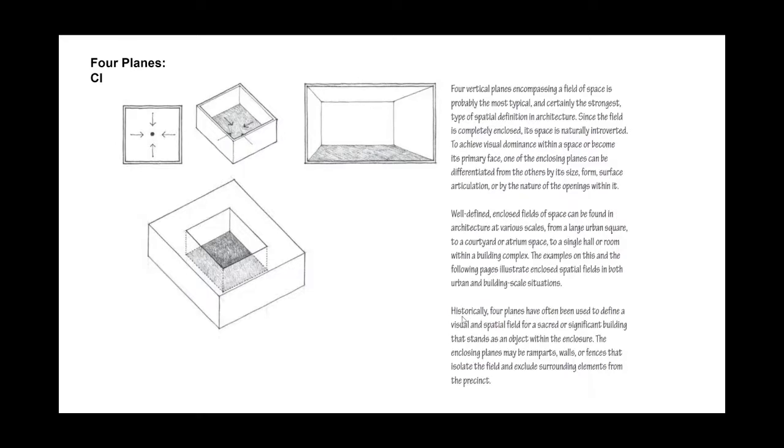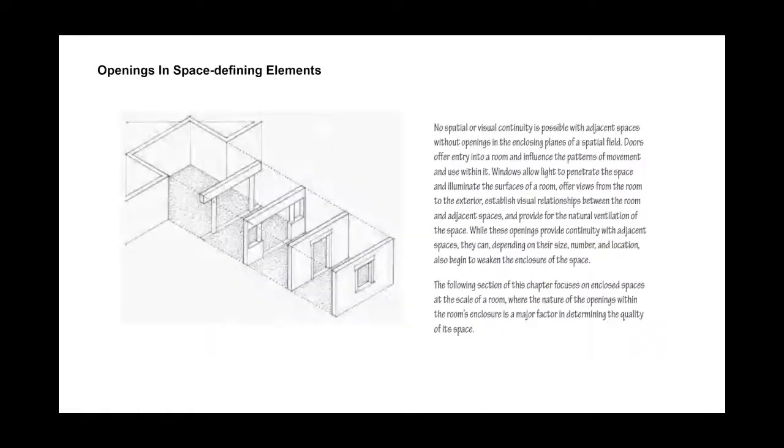So four planes are encompassing a field of space. This is how you would perceive a room. Since the field is completely enclosed, its space is naturally introverted, so your visual dominance would be within this space. One of the enclosing planes can be differentiated from the others in form, surface articulation, or the nature of the openings within it. Openings in space-defining elements include your windows, passageways, dividers, partitions, even door entries.